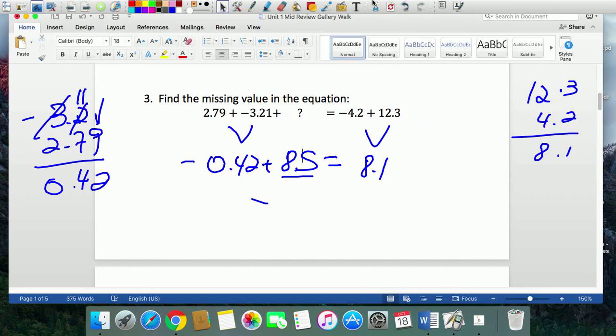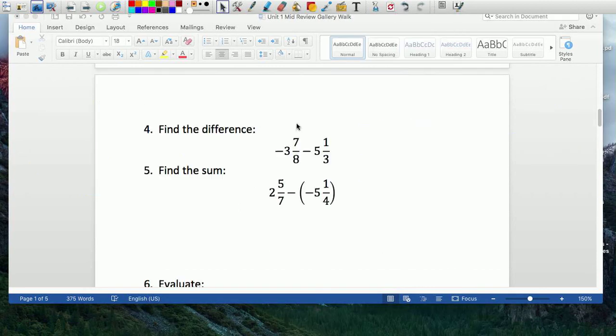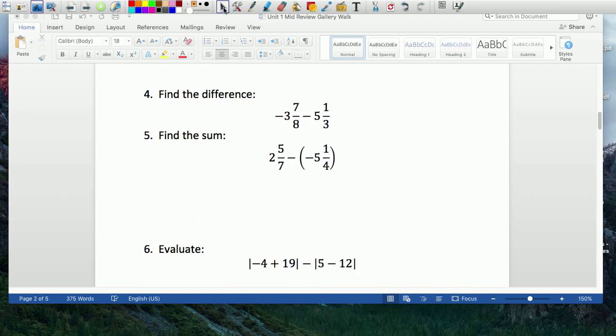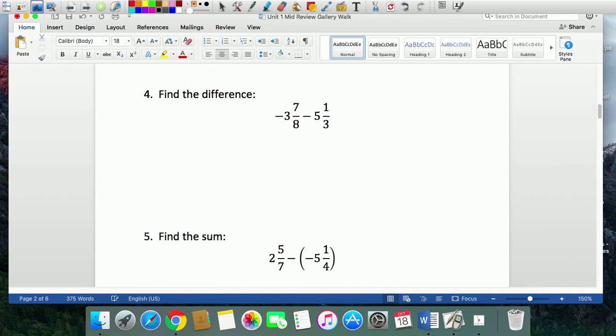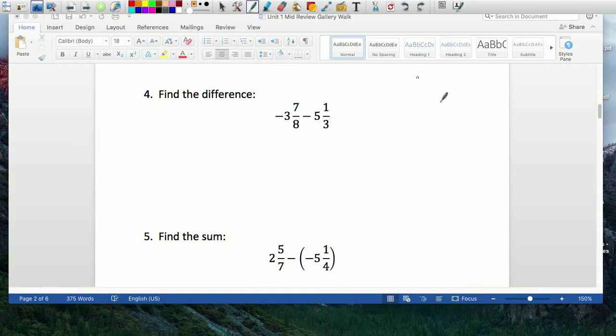Back to the video. Find the sum. So we're looking at this, and I can change that problem to this. Right, so I know it's 2 negatives being added together, so I know my answer is going to be negative. So let's just add these 2.